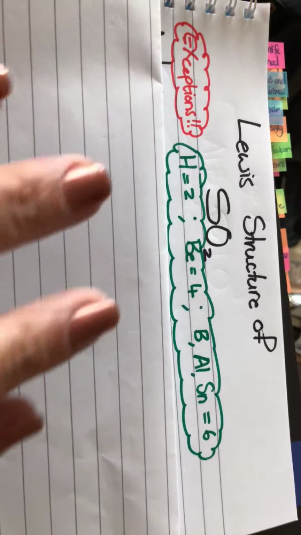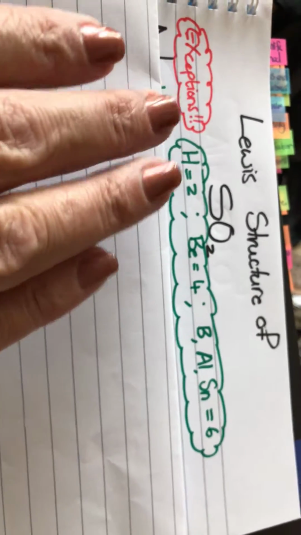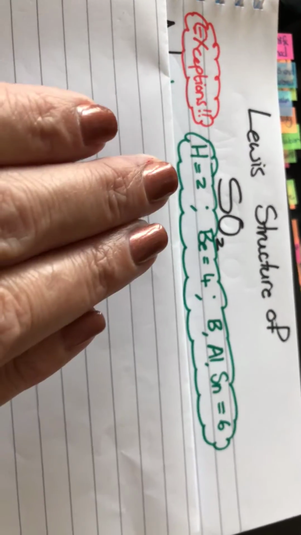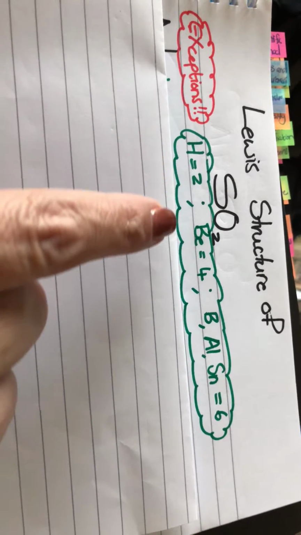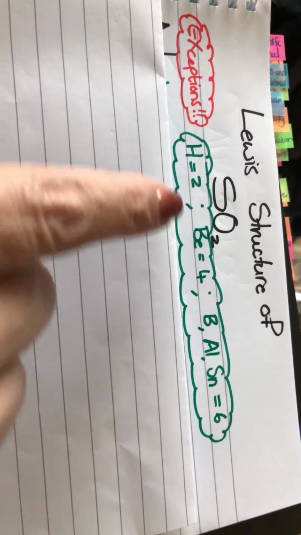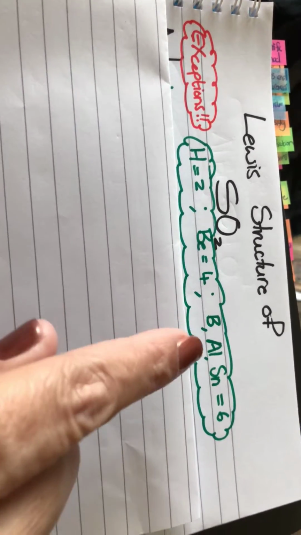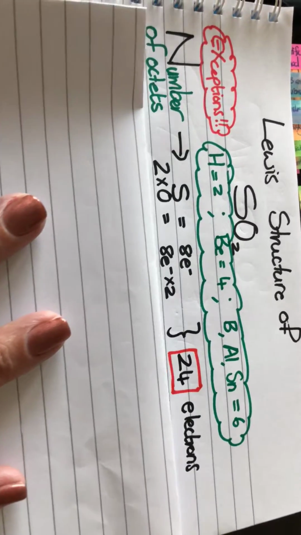One thing that you need to remember is that for the octet, there are exceptions. There are elements that don't need 8 around them to be full. They are hydrogen, which needs 2, beryllium, which only needs 4, and boron, aluminium, and tin. If you have those in a molecule, then it needs 6 to have a full octet. They are the exceptions to the rule, and you have to remember them.